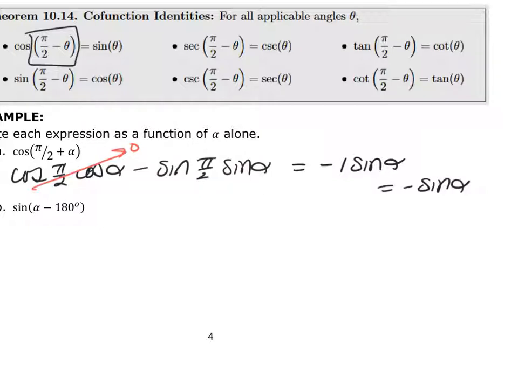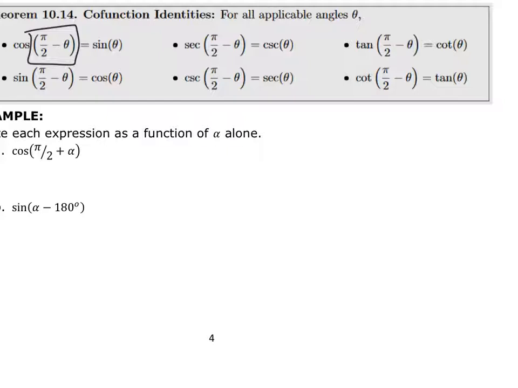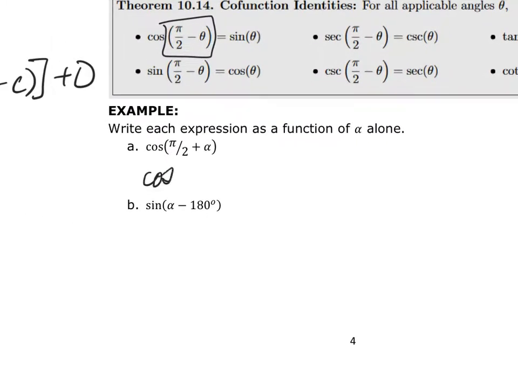Now I'm going to use the cofunction information to do this again. So the cofunction here says I need to have the cosine of pi over 2 minus my angle. What you see is plus my angle. So if I rewrite this as the cosine of pi over 2 minus a negative alpha.